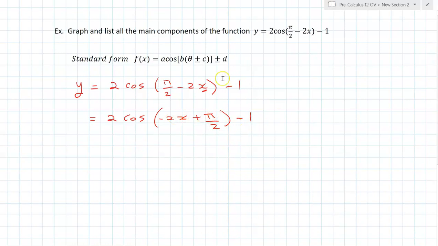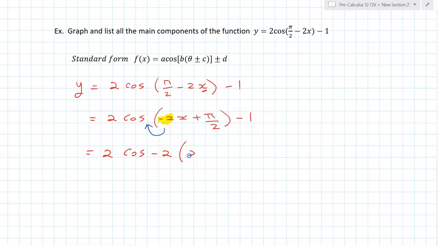But then you notice that in here the coefficient in front of theta or x has to be 1, because this coefficient b has to be outside of that bracket. That means this 2 needs to be out here. So we have to go ahead and factor that out. So it would be 2 cos of negative 2. Now I have taken the negative 2 outside, okay?